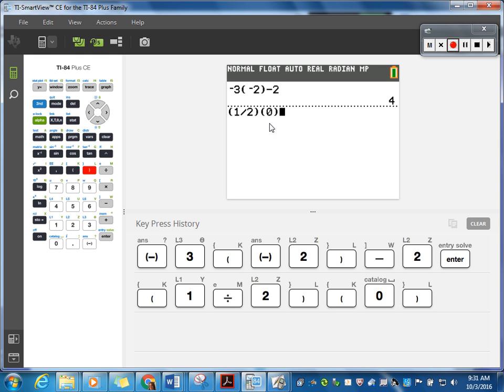Again, whenever I plug in a value, I just use parentheses. You don't have to when you have positive numbers, but it is very nice to do that. And then I'm going to add 5. And again, that's going to give me 5.